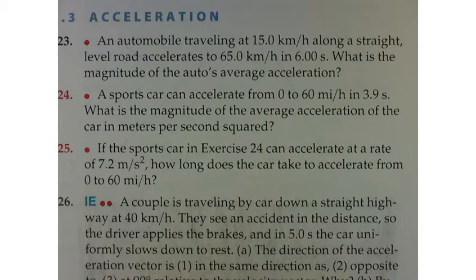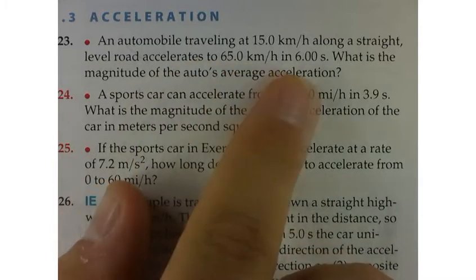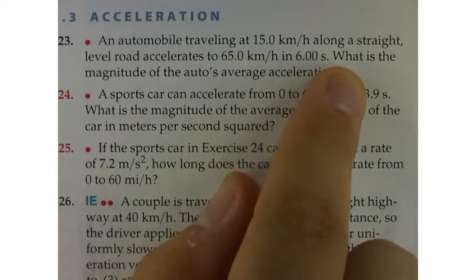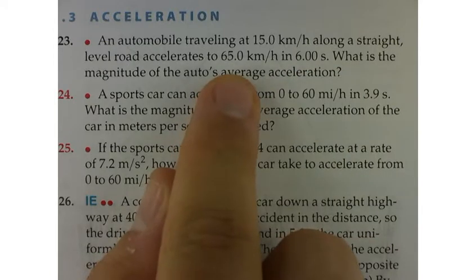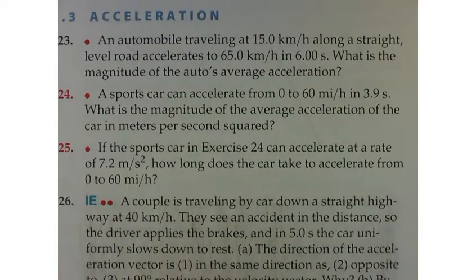I'm going to read it from the textbook. It says, an automobile traveling at 15 kilometers an hour along a straight level road accelerates to 65 kilometers an hour in 6 seconds. What is the magnitude of the auto's average acceleration? So let's talk about that for a second. Now the average acceleration, a couple of things. Let's write down some data, okay?